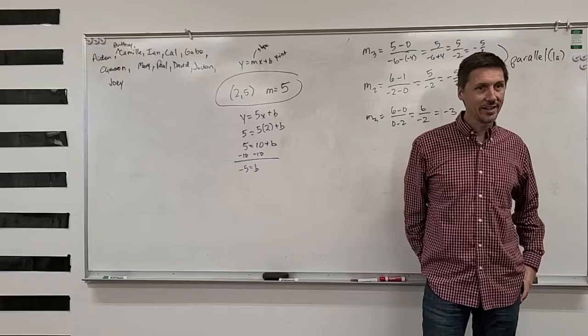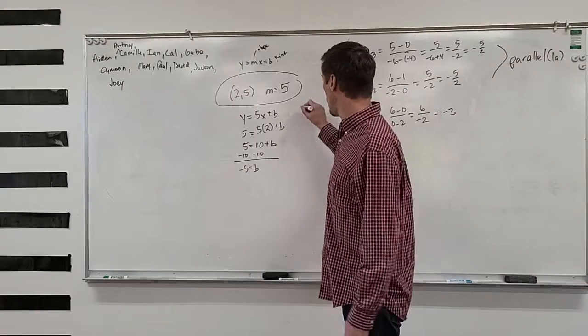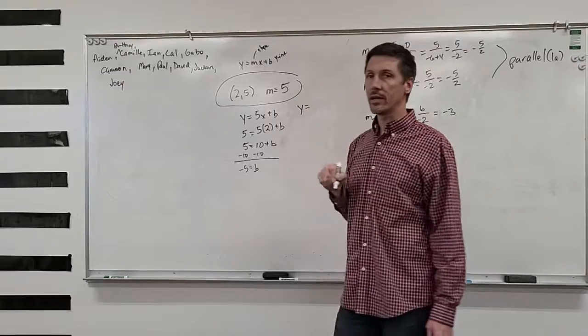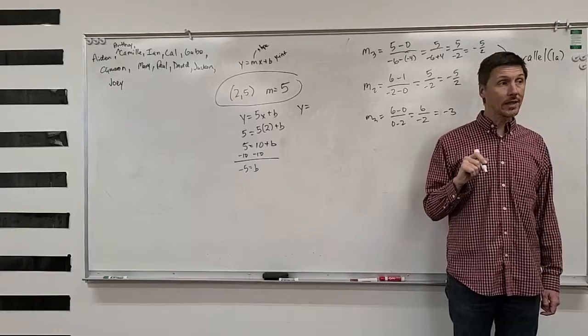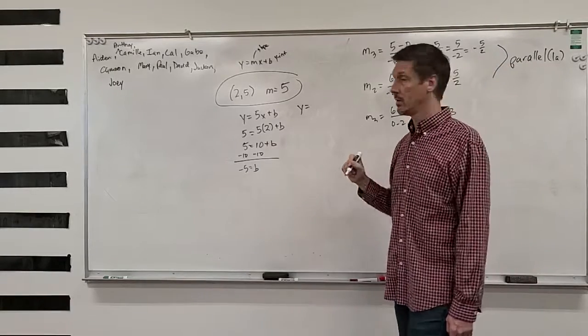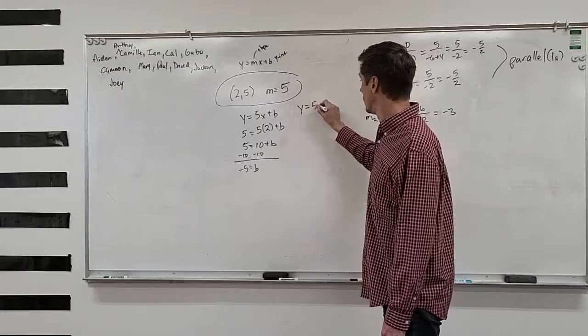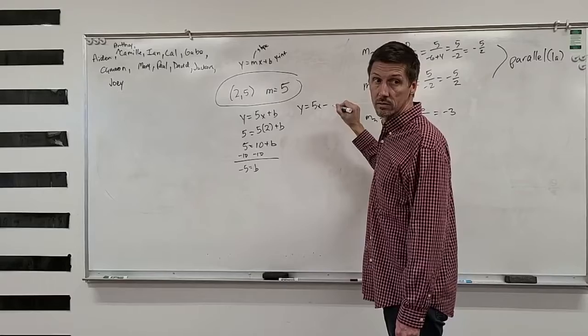Brittany? Y equals 5 times 2 minus 5. Y equals, now remember, when we write down the equation of a line, the final equation of the line should have the y and the x in it. So give it to me again, leaving the x in place. 5x minus 5.